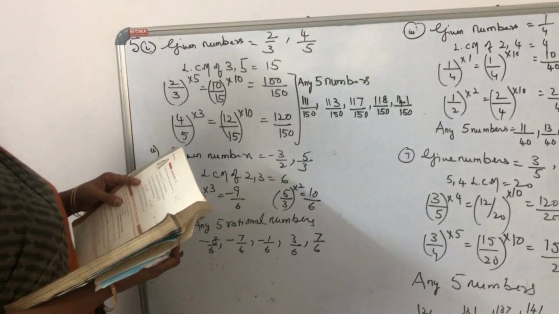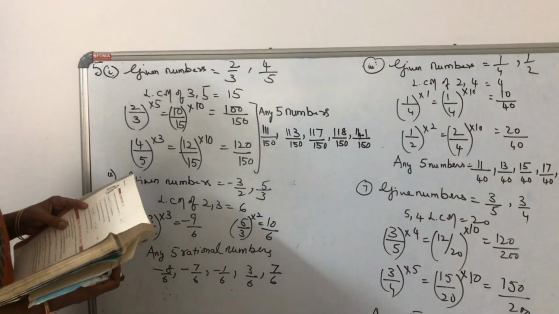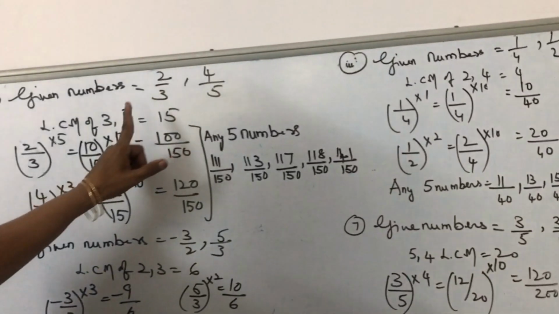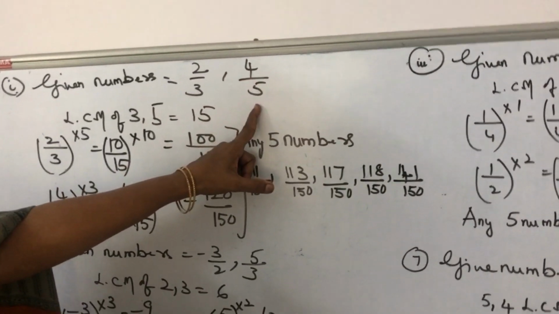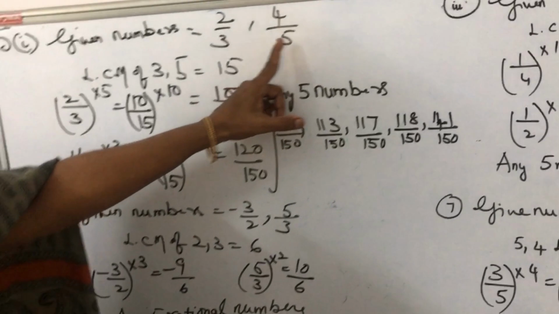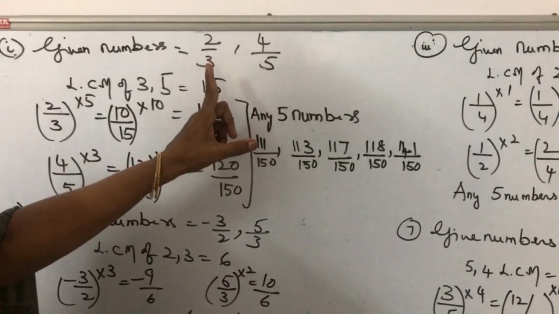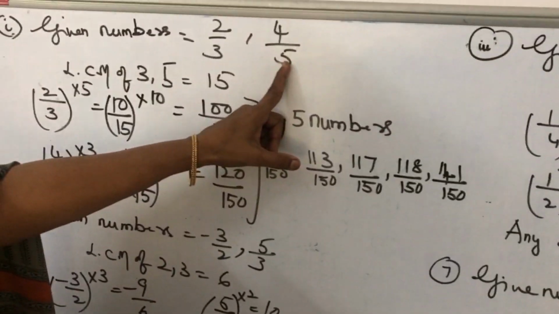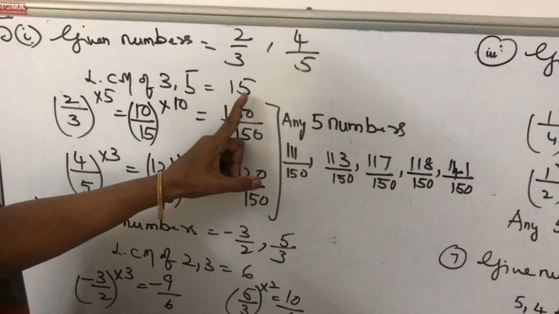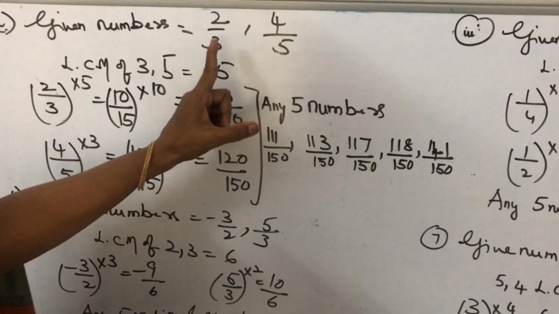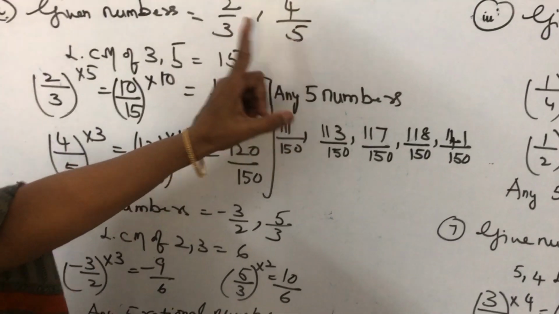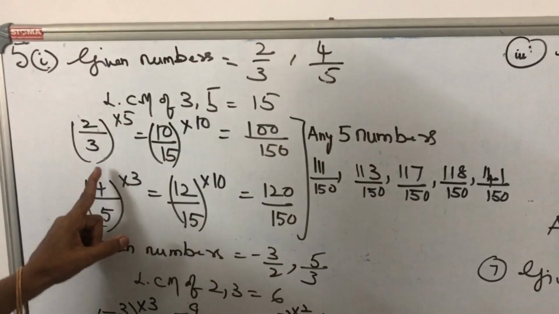Find 5 rational numbers between 2 by 3 and 4 by 5. As the denominators are different, we cannot insert the rational numbers. So find the common LCM. See that both the rationals have the same denominator. 3, 5 LCM is 15.